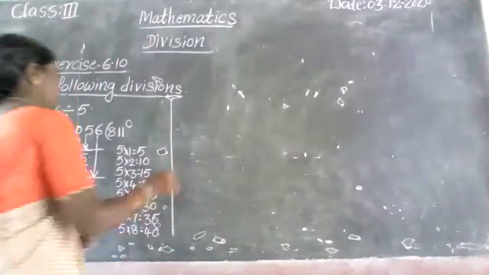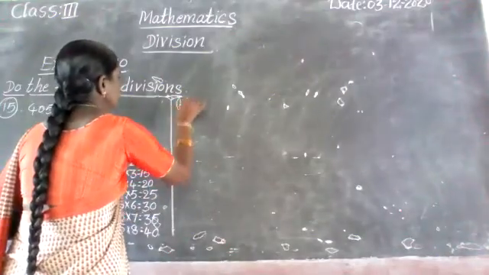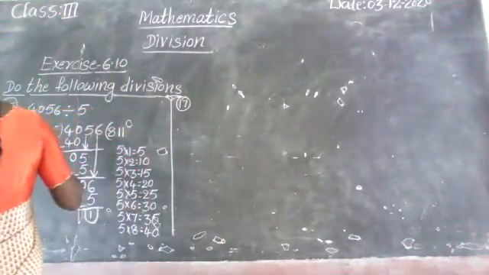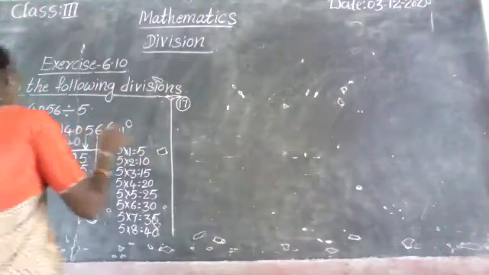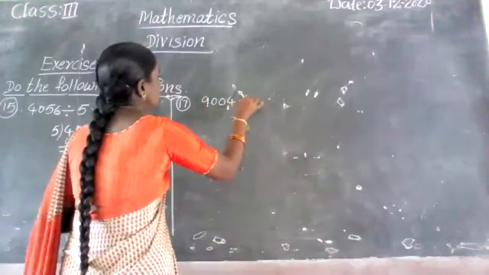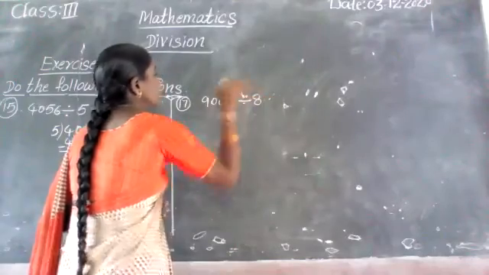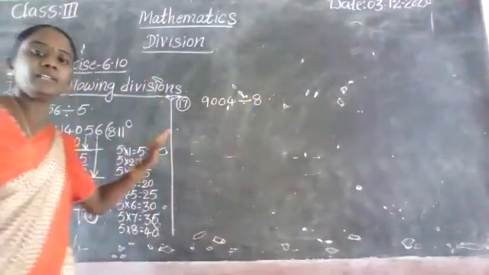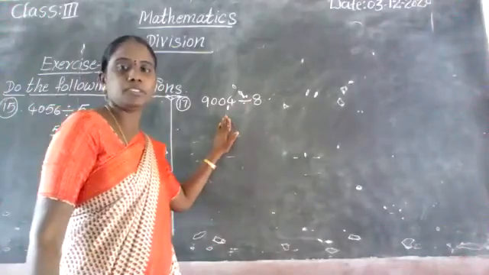Next, 17th one. What is 17th one? 9004 divided by 8. 9004 divided by 8. Okay.